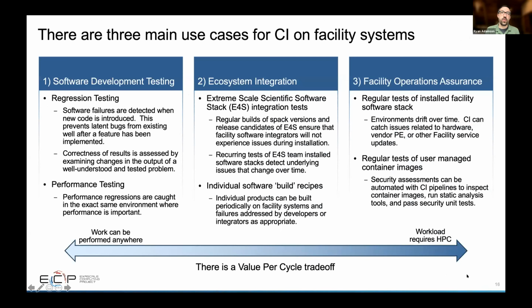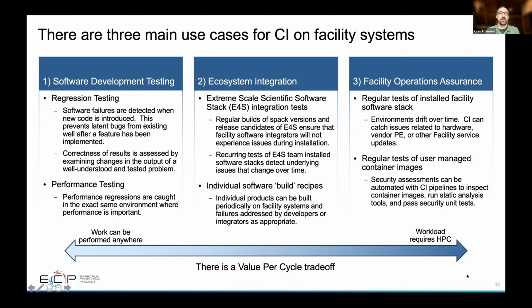The first one is the one that most people think of when they think of continuous integration. And this is regression and performance testing, where as a developer, you're making changes to the code, and if you can detect software failures right away, it saves a lot of time, and you don't introduce bugs that you didn't mean to introduce. Bugs and performance regressions and wrong answers, right? Those are all really bad.